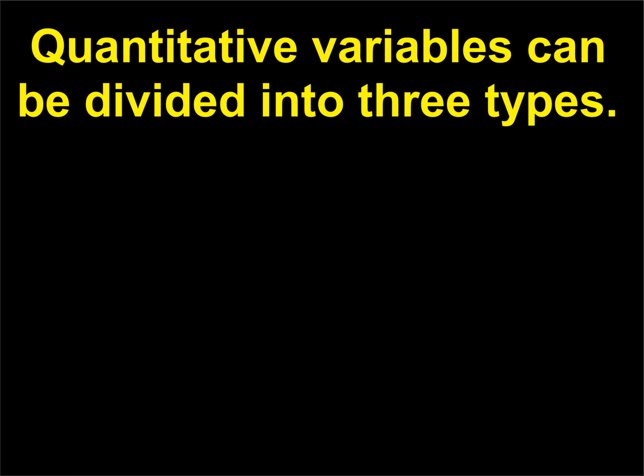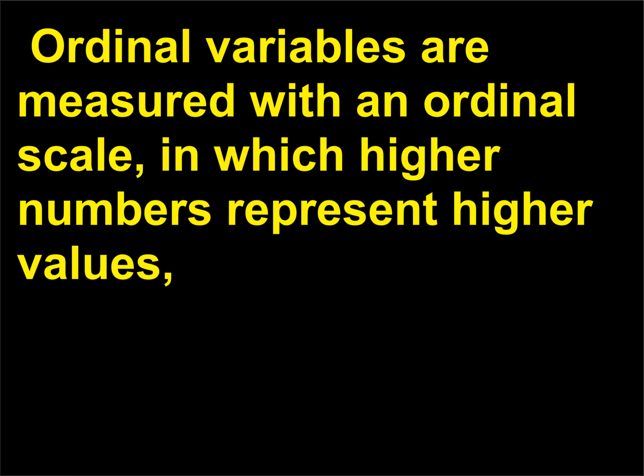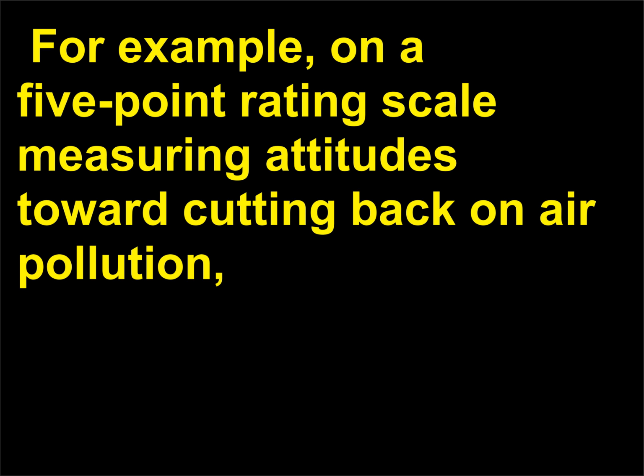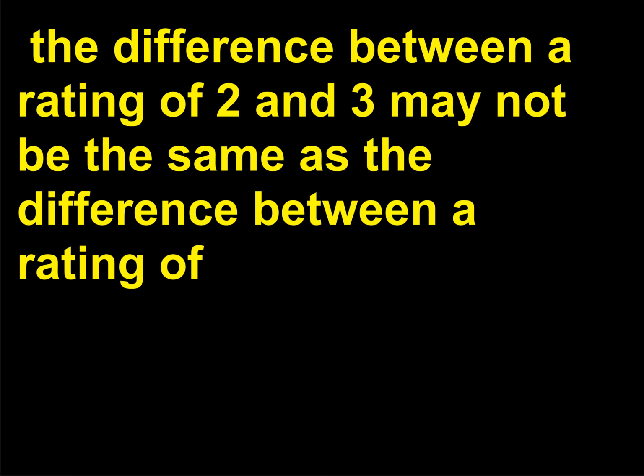Quantitative variables can be divided into three types. Ordinal variables are measured with an ordinal scale, in which higher numbers represent higher values, even though the intervals between numbers are not necessarily equal. For example, on a 5-point rating scale measuring attitudes toward cutting back on air pollution, the difference between a rating of 2 and 3 may not be the same as the difference between a rating of 4 and 5.